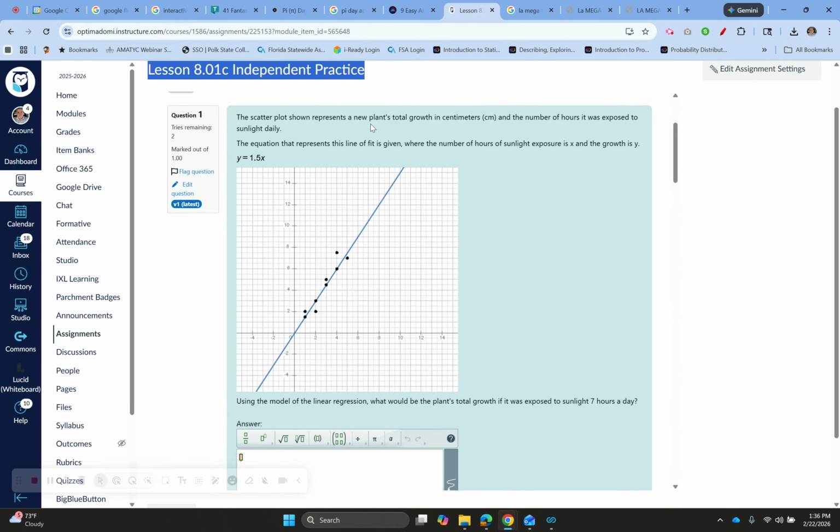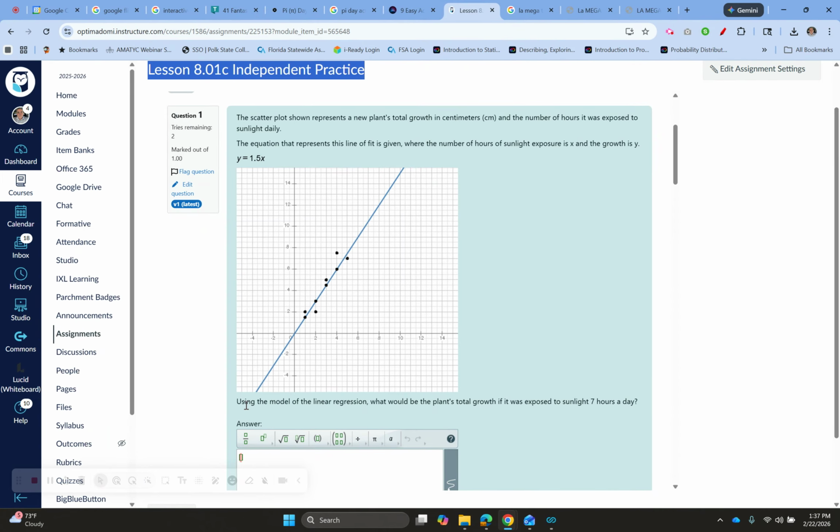So this is the story of a plant, the growth of a new plant in centimeters, and how many hours the plant is exposed to the sunlight on a daily basis. So basically you can see here the line going up. The more the plant is exposed to the sunlight, the more it grows. All right, and this line here is called the line of best fit, and that's the trend line.